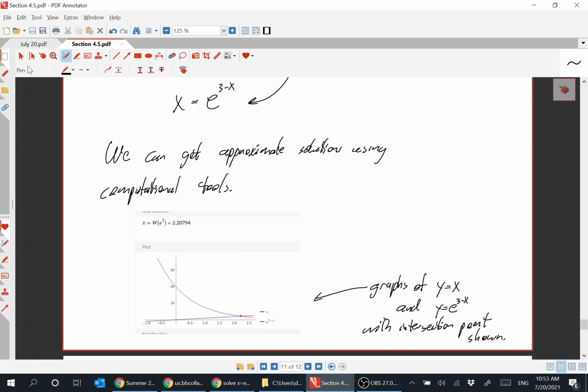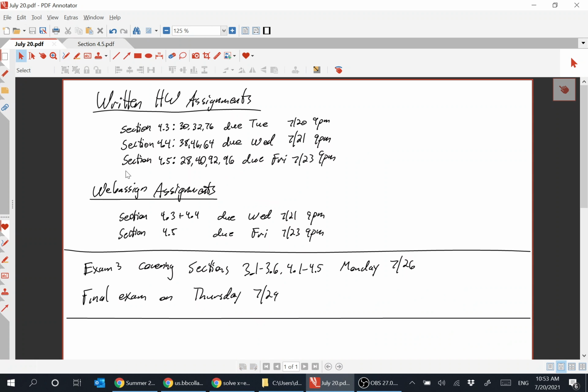Okay, so that's all for today. This is all the material for the course. We've finished everything for the course. So tomorrow we're going to start doing some review. First, we'll review for the exam on Monday. Exam 3 is on Monday, covering these sections. So I'd like to start going over some problems there. If you have specific problems you'd like to go over, please come prepared to ask about those.